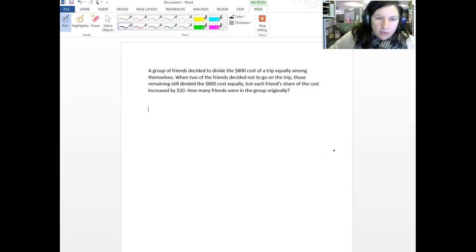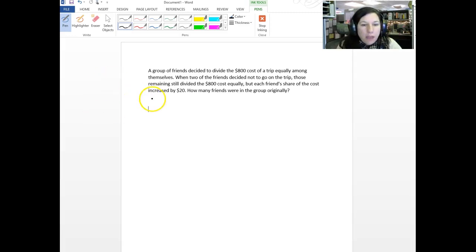Number 25. Right, so this one's a word problem. What I'm going to do is, as I am reading the question, I'm going to pause and write out what expression that would be algebraically. So the first sentence: a group of friends decide to divide the $800 cost of a trip equally among themselves.